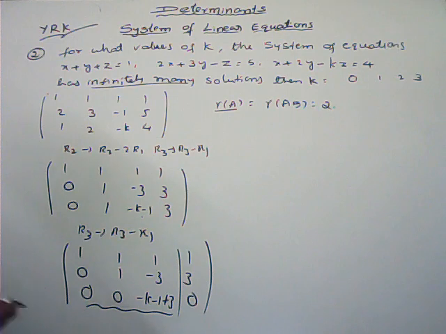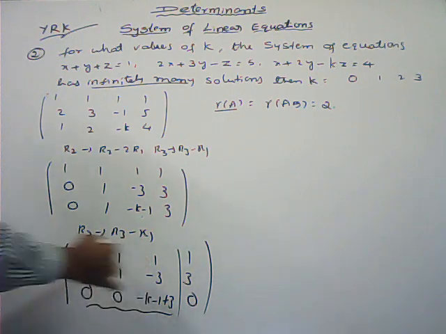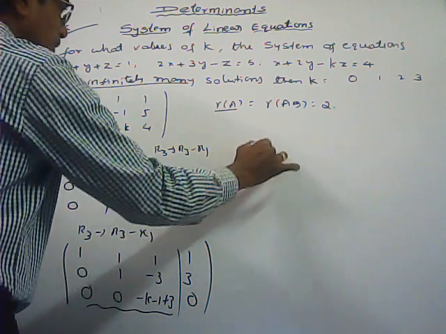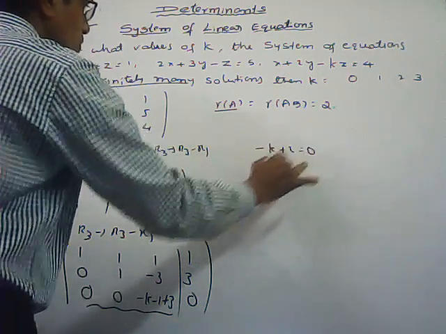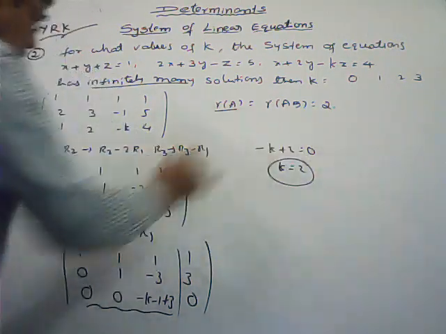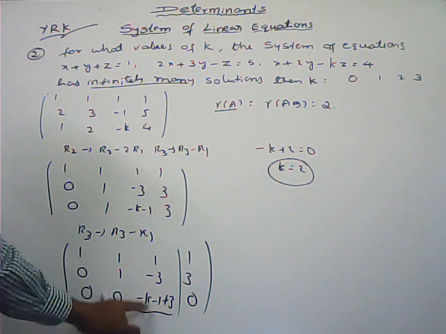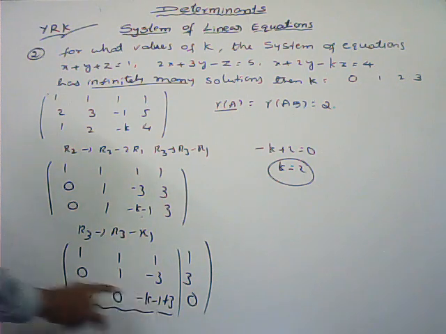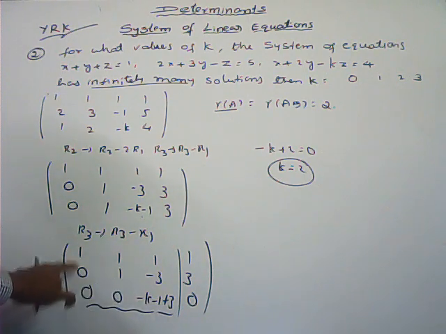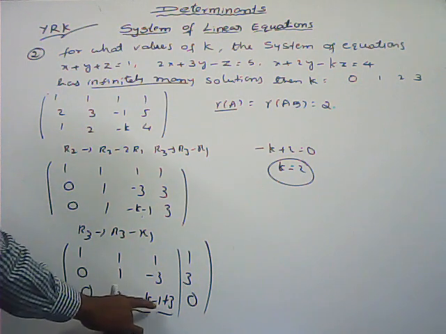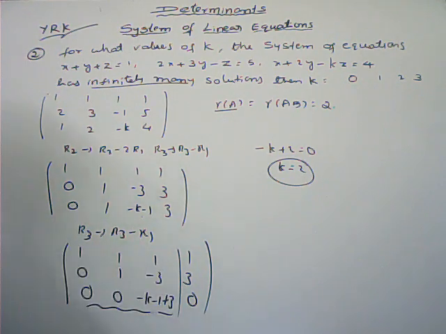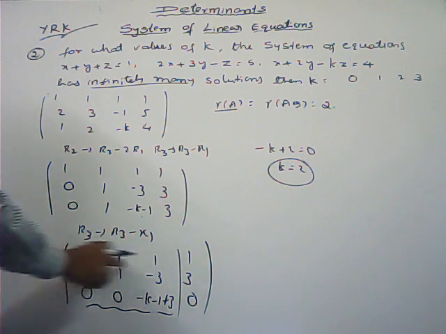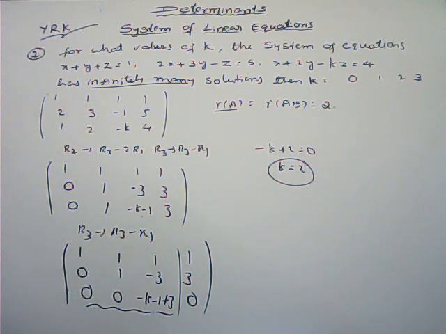For the rank to be 2, this term should be equal to 0. Here −k + 2 should be equal to 0. For k = 2, this value becomes 0. So the number of non-zero rows is 2, and in the augmented matrix also 2 non-zero rows are there. So for k = 2, the system of linear equations has infinitely many solutions.